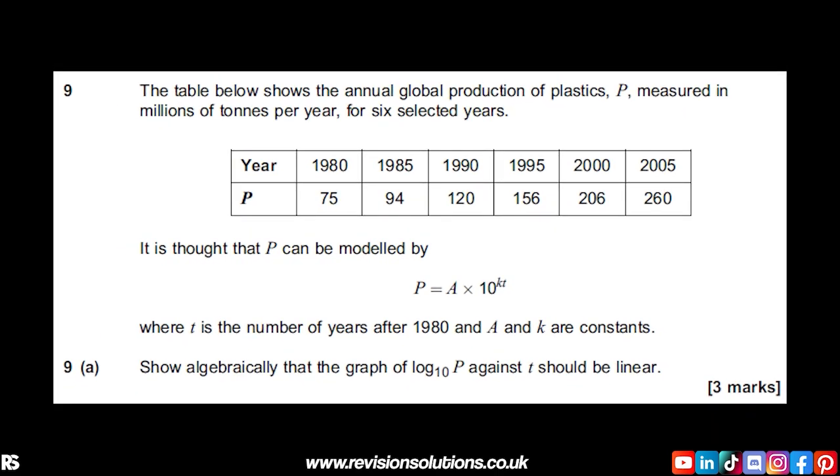Question 9 gives us a relationship between P, the amount of plastic measured in millions of tons per year, and T, the number of years after 1980. Part A then asks, show algebraically that the graph of log 10 of P against T should be linear.